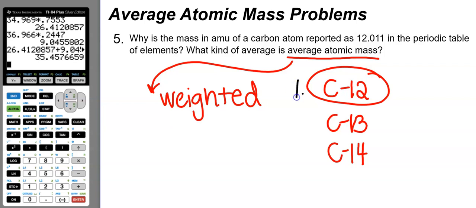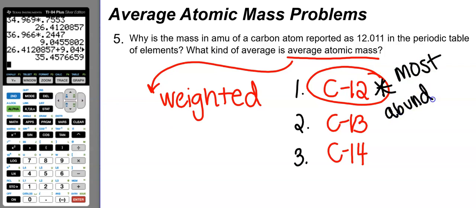Out of these three isotopes of carbon, carbon 12 is by far the most abundant isotope. So the mass is weighted much more towards carbon 12 than it is towards the other two isotopes. Because of its high abundance, the average atomic mass on the periodic table is very, very close to 12, even though there are other isotopes of carbon that have heavier masses.